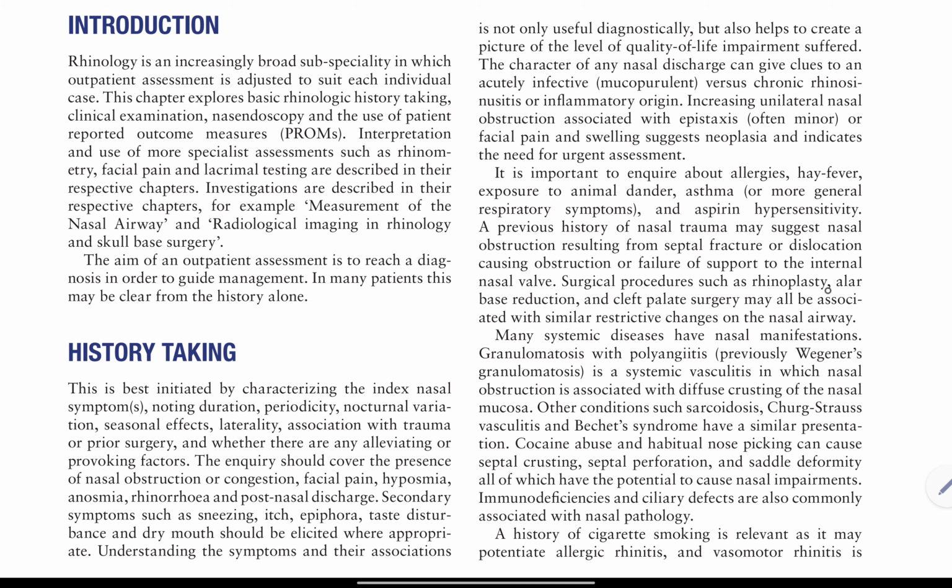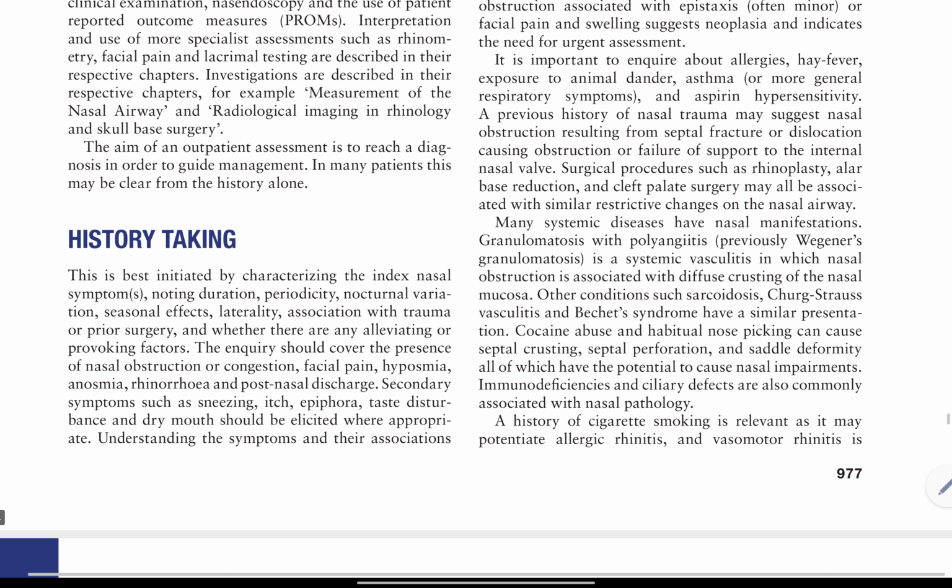Surgical procedures such as rhinoplasty, alar base reduction, and cleft palate surgery may all be associated with similar restrictive changes on the nasal airway. Many systemic diseases have nasal manifestations. Granulomatosis with polyangiitis, previously Wegener's granulomatosis, is a systemic vasculitis in which nasal obstruction is associated with diffuse crusting of the nasal mucosa. Other conditions such as sarcoidosis, Churg-Strauss vasculitis, and Behçet's syndrome have a similar presentation.